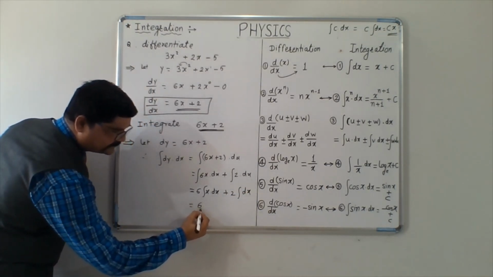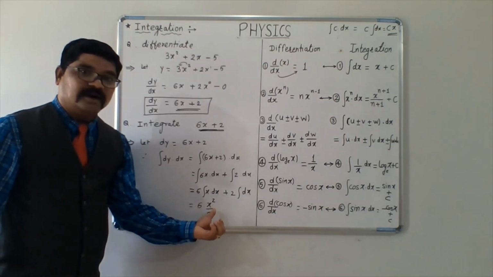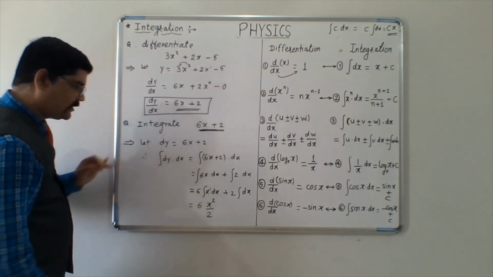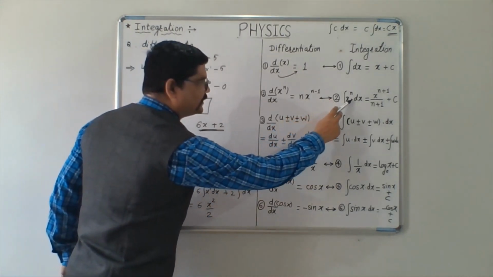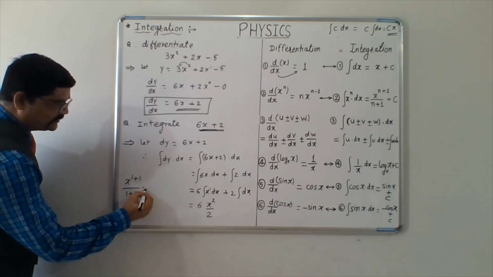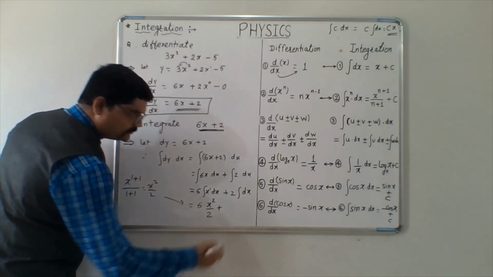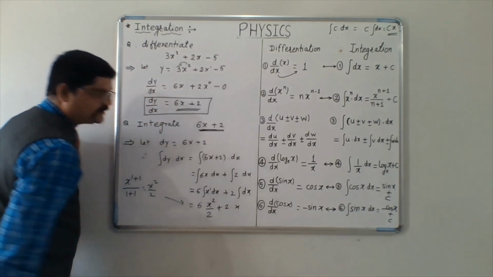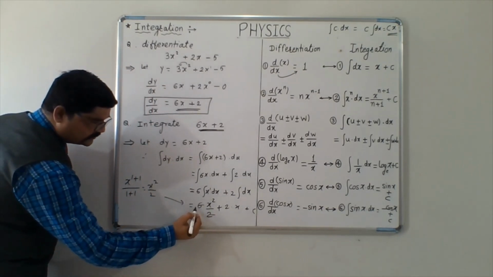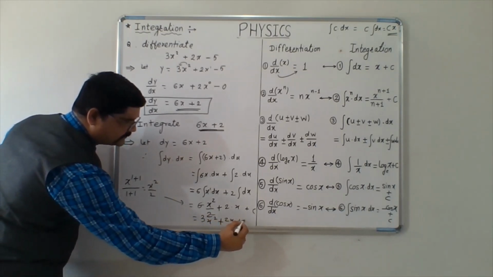This will give us 6 into x square by 2. How have I done it? See, x has power 1. So using the formula, x to the power 1 into dx, we get x to the power 1 plus 1 divided by 1 plus 1. That means x square by 2. So I have written it here, x square by 2 plus 2 into dx. This will come as integration of dx is always equal to x plus constant c. I will take it here: 2 into 2, 6 divided by 2, we will get 3x square plus 2x plus c.